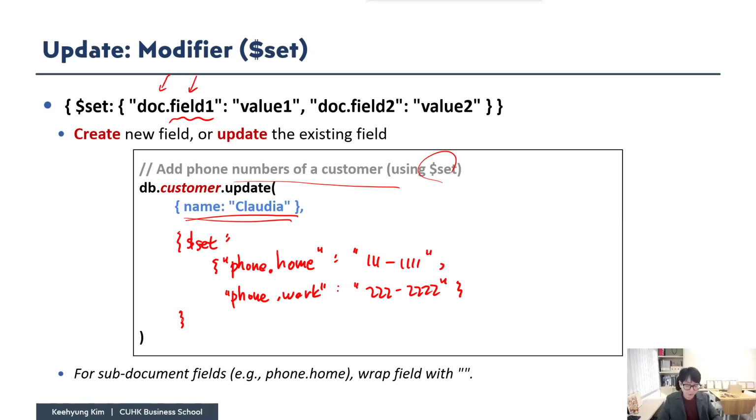So if you perform this query, what's happening is this. Currently in the Claudia document, we don't have any phone number field. So the phone number field will be created. And inside the phone number field, because we say phone.home, the home field will be created as an embedded document. And also the work field will be created and added inside the embedded document. And then this will be the value in the field. So you can try this later by yourself and see how it works. So this is basically another example of creating a new field by using the set operator.